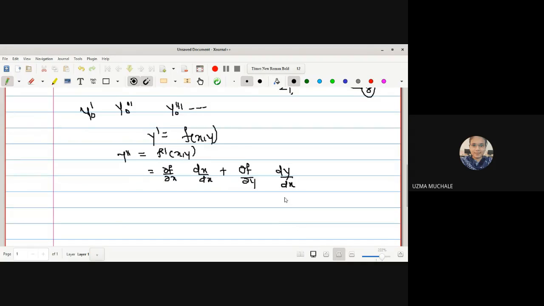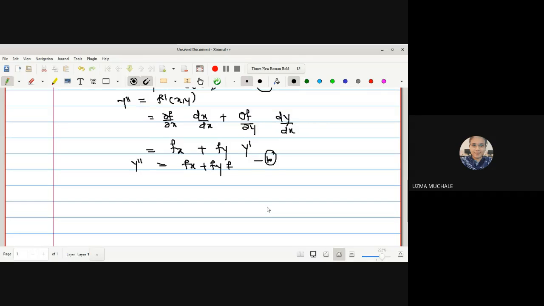Okay, so dx by dx will be 1, the derivative of f with respect to x I can write as fx, plus the derivative of f with respect to y I can write as fy, and this y dash as it is. This y dash is nothing but your function f. So we can write this as fx plus fy into f, which is nothing but your y double dash. Since we need to find out all the derivatives, y dash, y double dash, y triple dash, and so on. Correct? Are you getting it?